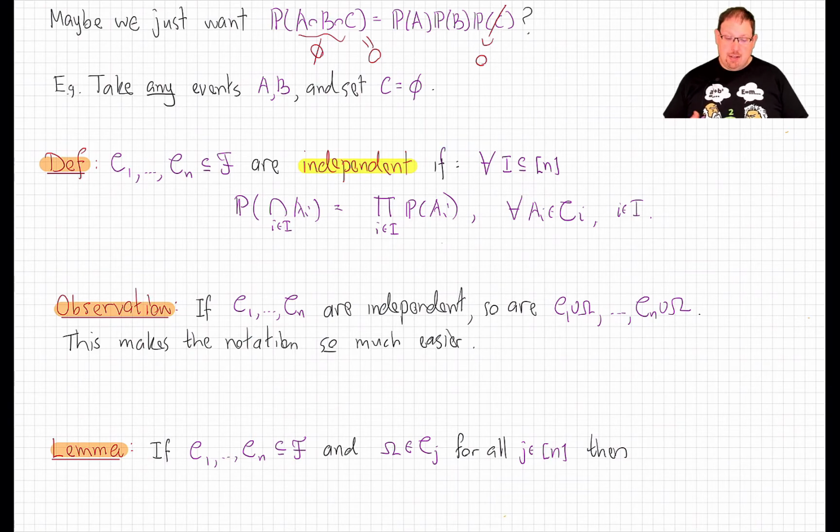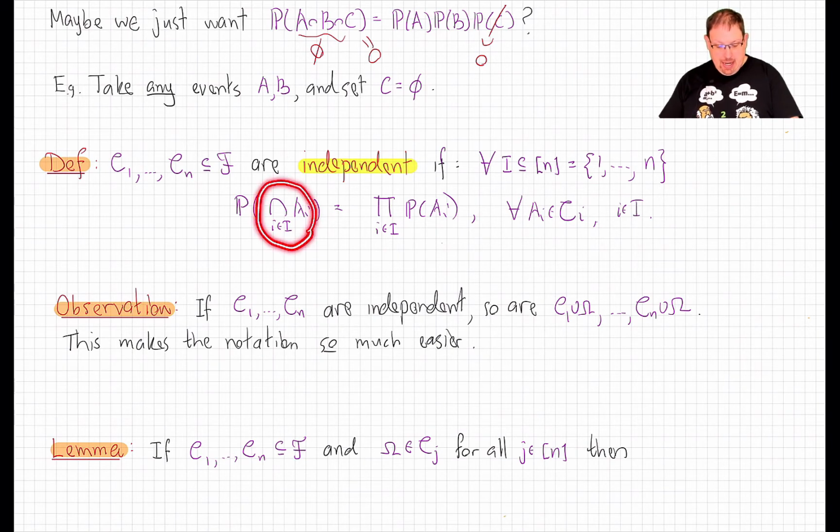And in fact, it makes sense to flip the script here and define independence for classes of events, specializing to individual events afterward. So suppose I have n classes of events C1 through Cn in a sigma field. We call them independent if, for any subset I of the indices 1 through n, that's what this notation means, by the way, square brackets n is the set from 1 up to n, the probability of the intersection of events Ai taken with indices in the set capital I is the product of the probabilities of those events, for any choices of events Ai in class Ci.